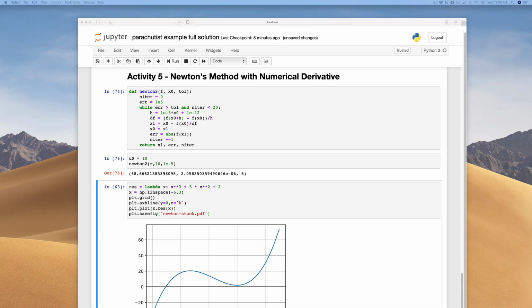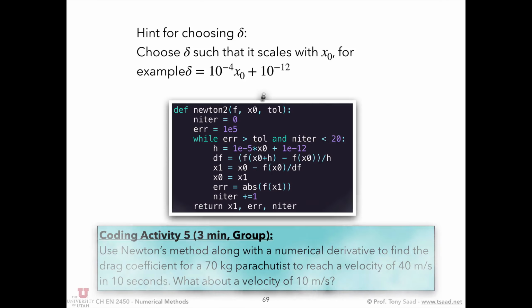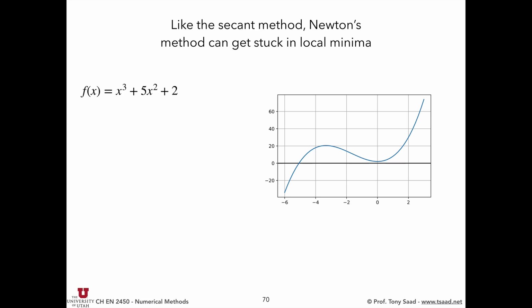Now, one last point on the secant method and Newton's method. Earlier, I alluded to the fact that the secant method gets stuck in minima, but we didn't dwell on this a lot because we were going to address it in Newton's method. However, both the secant method and Newton's method, pretty much all open domain methods, can get stuck in local minima. Take, for example, this function over here, x cubed plus 5x squared plus 2.